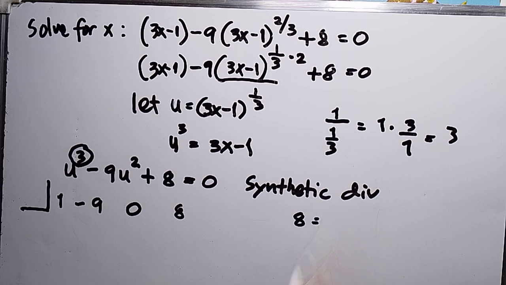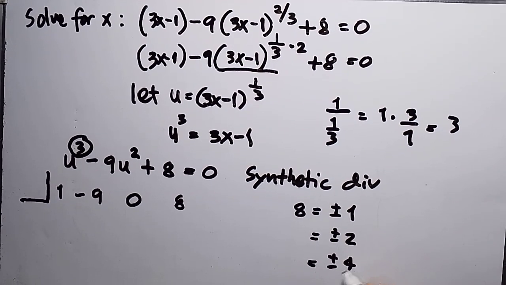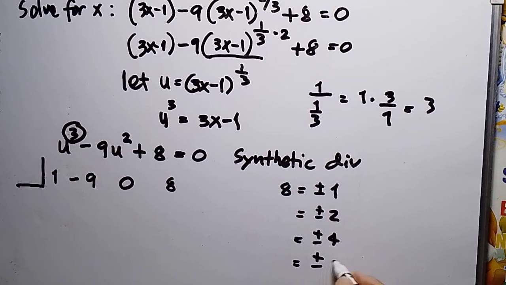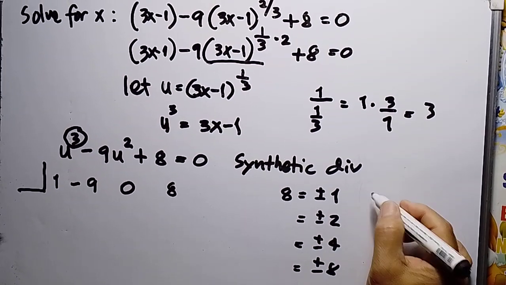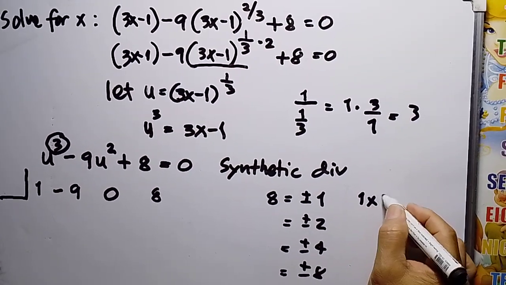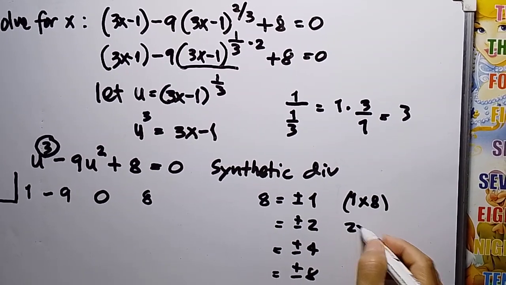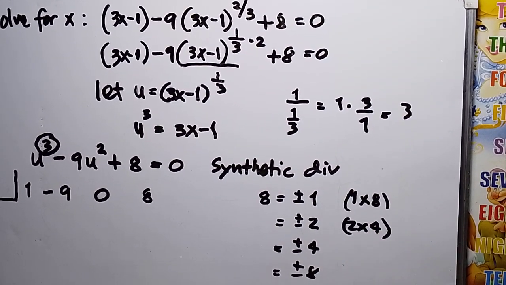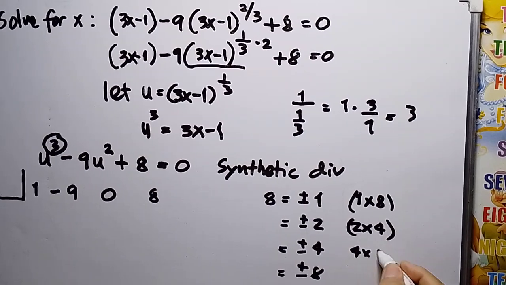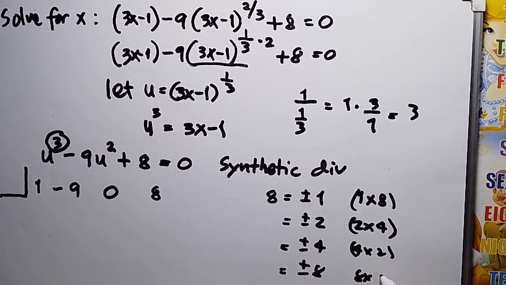So what are the factors of 8? First will be plus and minus 1. Second will be plus and minus 2. Third will be plus and minus 4. And then the last will be plus and minus 8. So meaning to say, I could factor this one as 1 times 8, and then this will be 2 times 4, and then this will be 4 times 2, and then this will be 8 times 1.